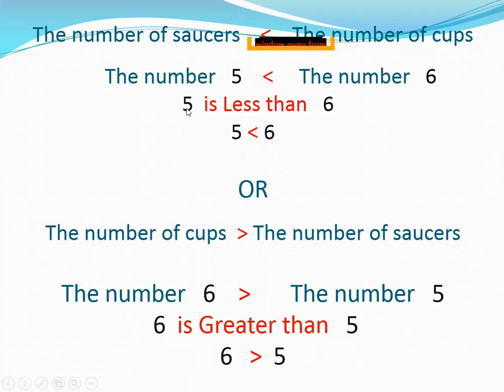When the first number is less, always remember that, we put the less than sign. When the first number is greater, we put the greater than sign. And how to identify it? The closed area of the crocodile mouth is placed toward the smaller number, and the open area is placed toward the greater, bigger number.